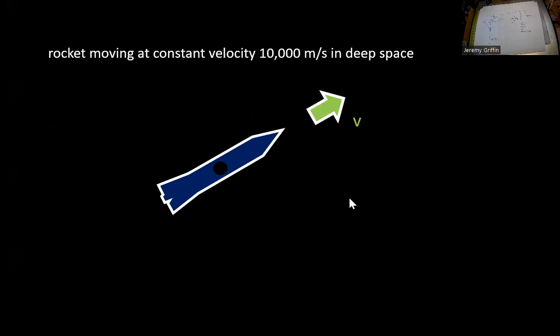Okay, we'll do one more. Here's the last one we're doing today. A rocket moving constant velocity, 10,000 meters per second in deep space. It's just going, constant velocity, 10,000 meters per second. So free body diagram. What kind of vectors are the only kind of vectors you're drawing on your free body diagram? Do you draw velocity vectors? Do you draw momentum vectors? Do you draw displacement vectors? What's the only kind of vector you care about?